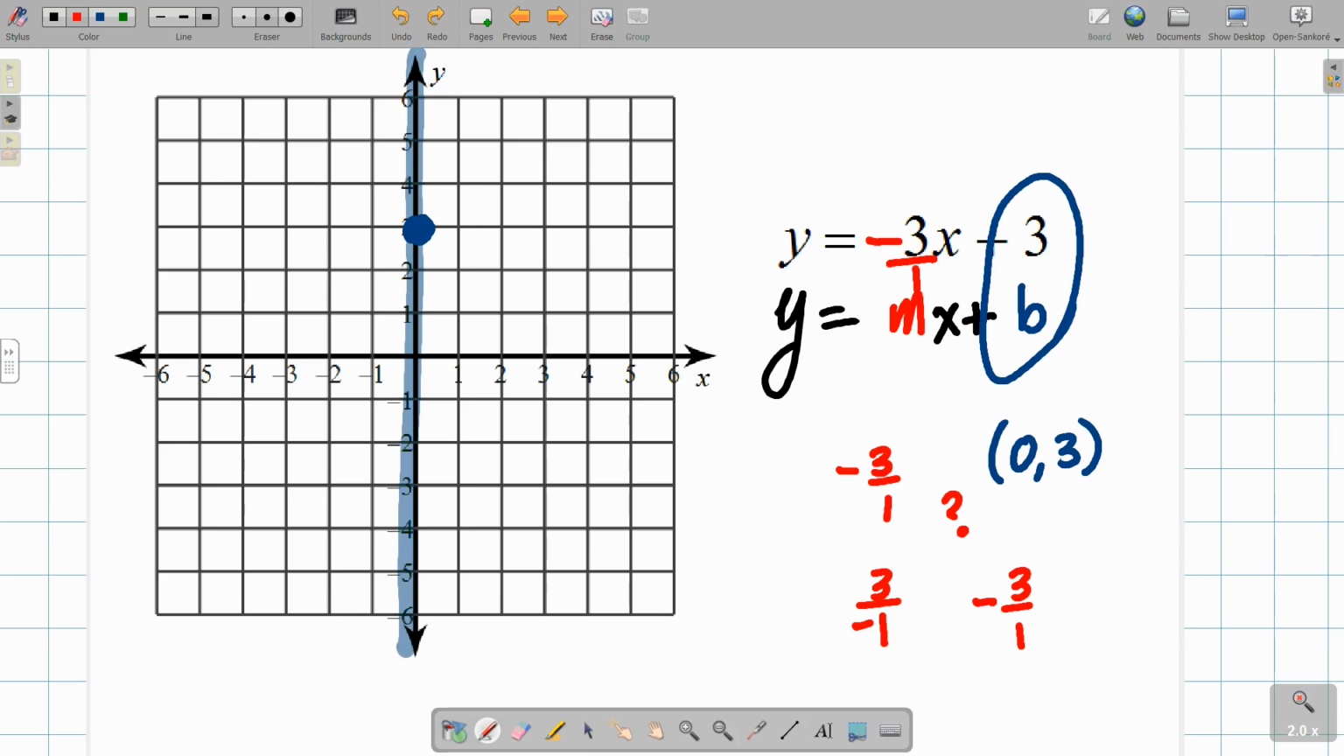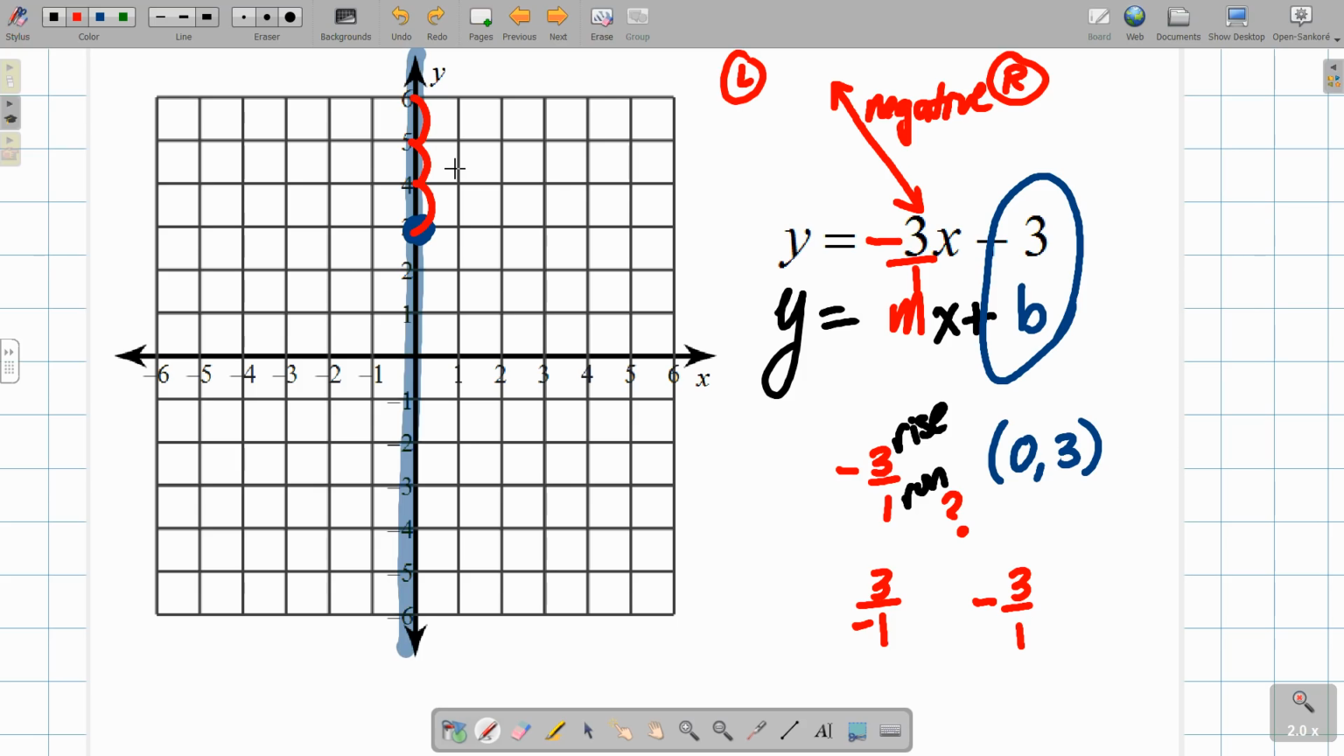The big picture is if it's a negative slope, my line must go downward from left to right. That's the big picture. A negative slope means it goes downward reading from left to right. So when I start at positive 3, I'm right there, and my rise is 3 and my run is 1. Don't be paranoid. Do I go up or do I go down? It doesn't matter.